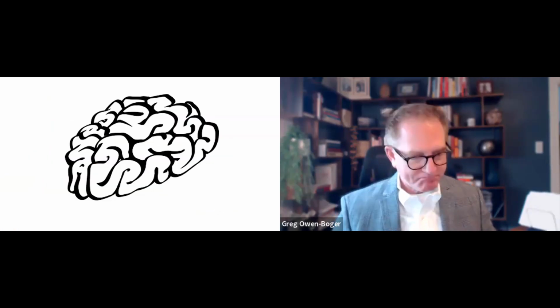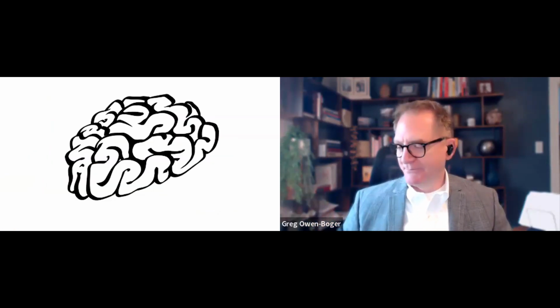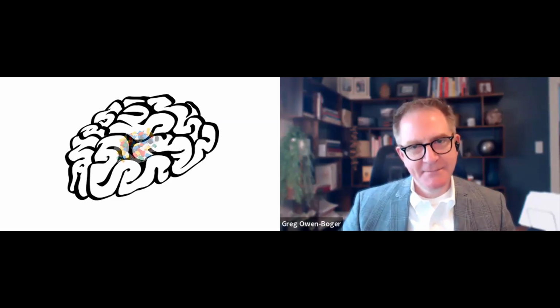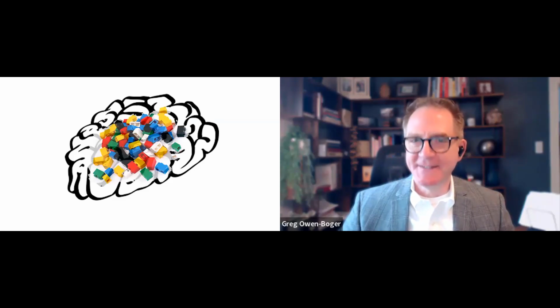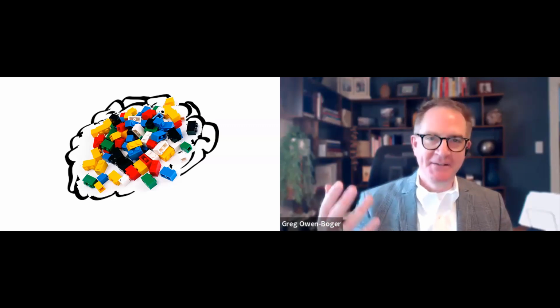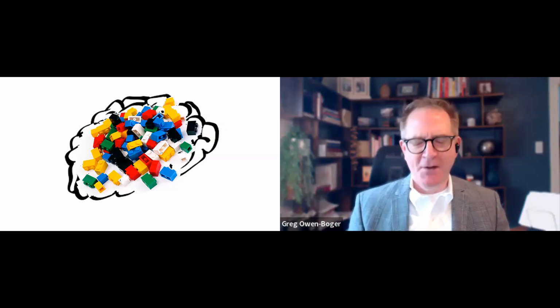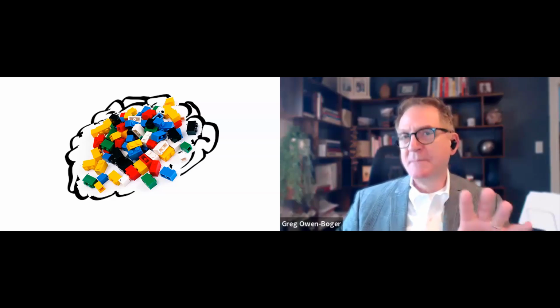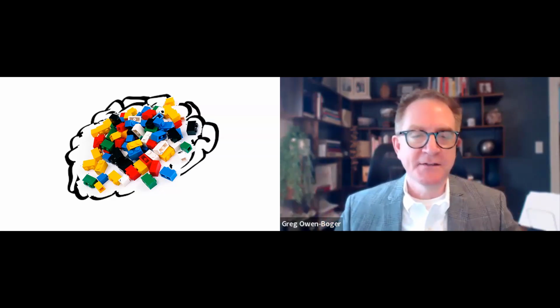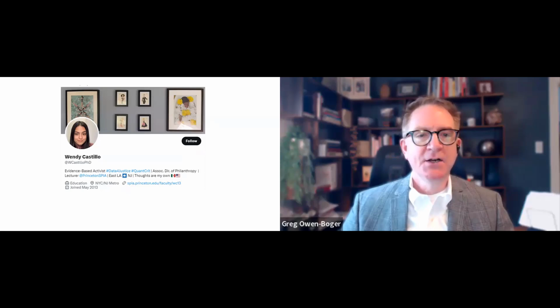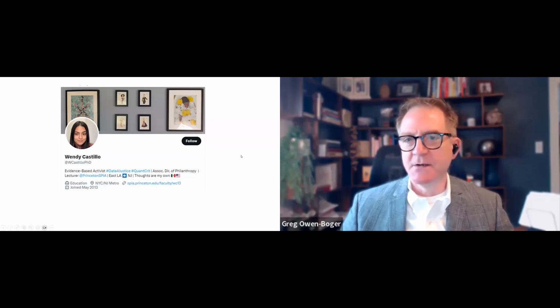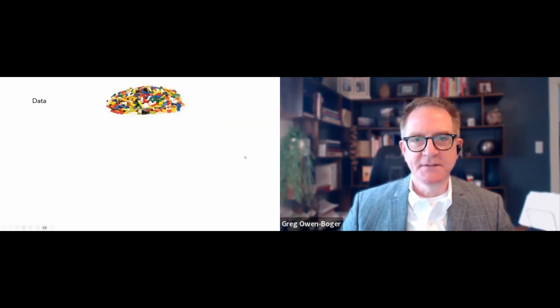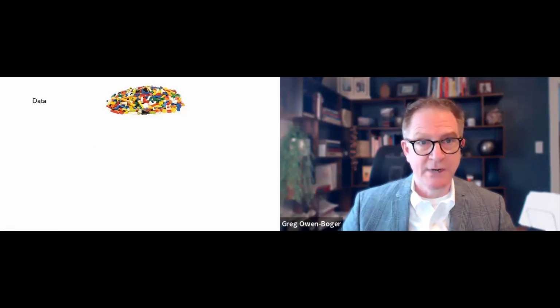So let's go ahead and get started. This image right here is your brain. This image here is your brain on data. So you can imagine you working with Legos in a pile of all different sorts of colors and shapes and sizes, and they're all just sort of floating around in your brain. Now, we're going to unpack this concept here, but I do want to give credit to the woman who came up with this. Her name is Wendy Castillo, and she has been all over LinkedIn the last couple of years with this concept. So here's what she says and how she does it graphically.